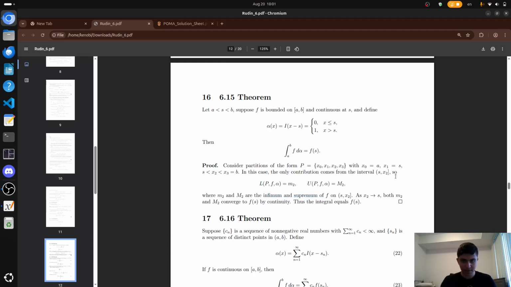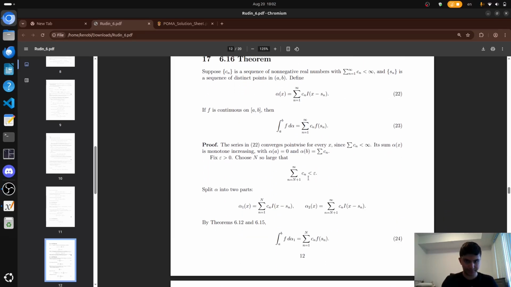Yeah, because all the other points before S are going to go to 0. So we just want to look at the interval between S and x2. That's the remaining integral. So we're taking the lower sums and the upper sums in that interval. And since x2 goes to S, both m2 and capital M2 converge to f of S by continuity. Thus the integral equals f of S. That's basically what we're saying.